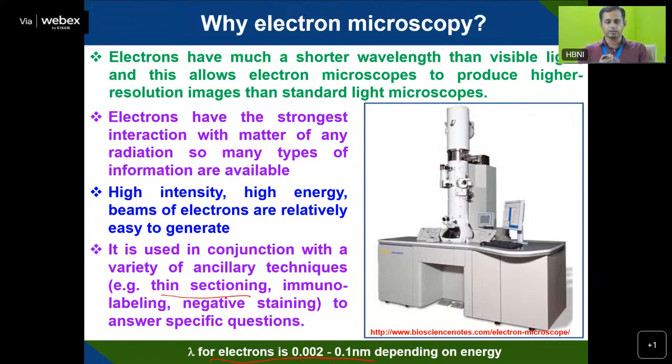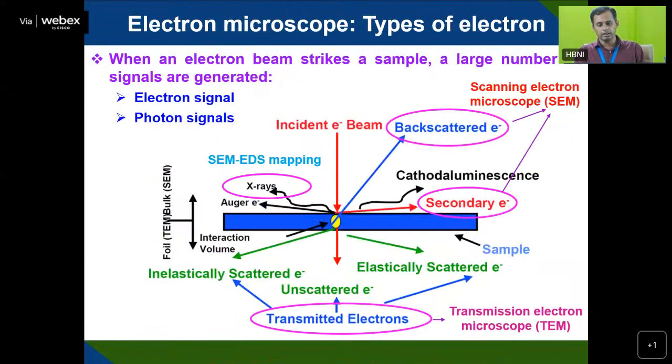That's why the electron microscope is more widely used to see smaller objects, like both SEM, the scanning electron microscope, and the transmission electron microscope. In these slides I have already discussed that all microscope techniques are based on the interaction volume, which is shown here: how the electron beam interacts with the specimen. Depending upon that, different microscopic techniques are used.